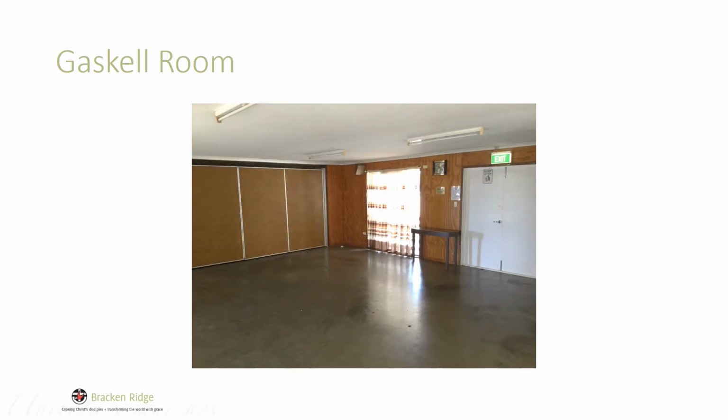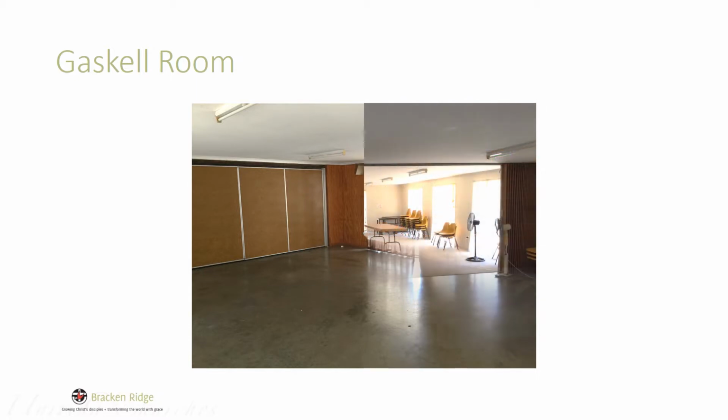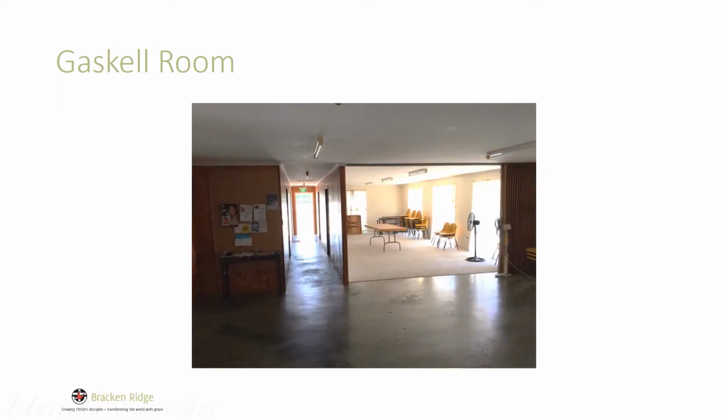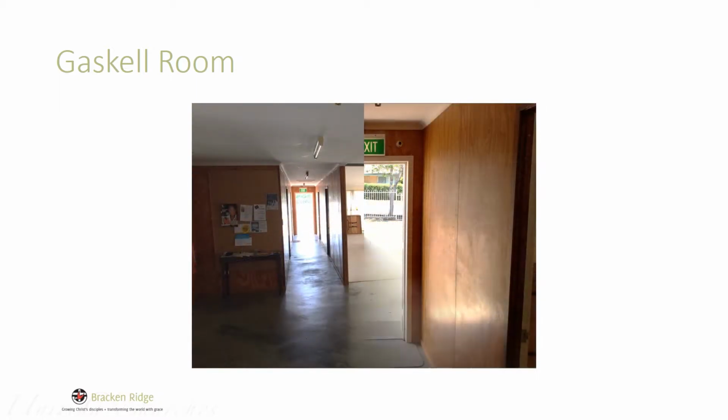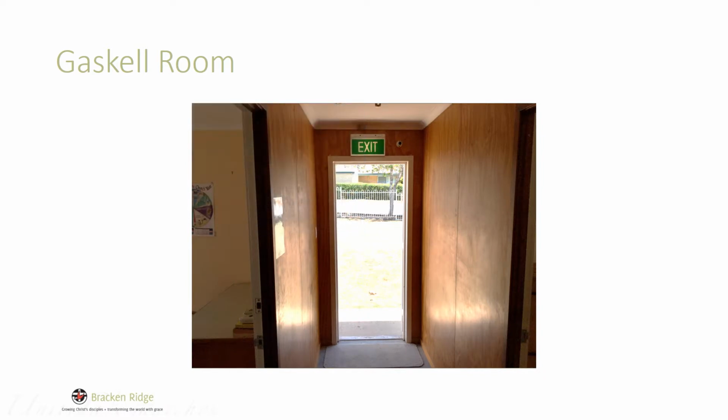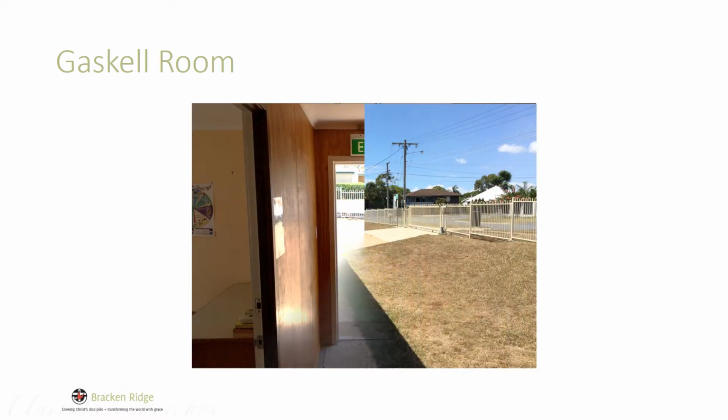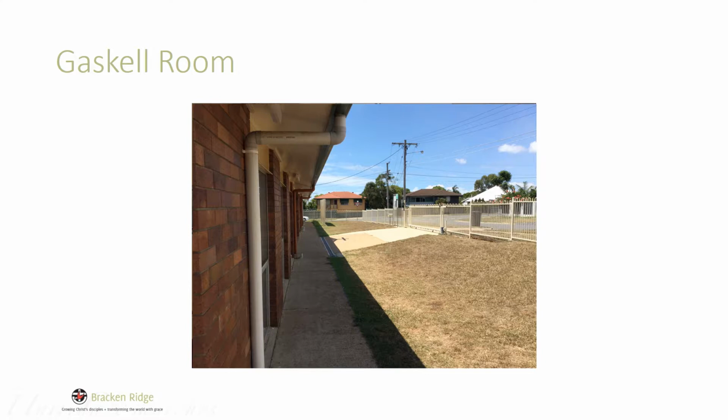An alternative exit from the Gaskell Room is back down the hall towards the office. Move out the fire exit and turn left. Walk back around the building and meet at the church sign, which serves as the assembly area.